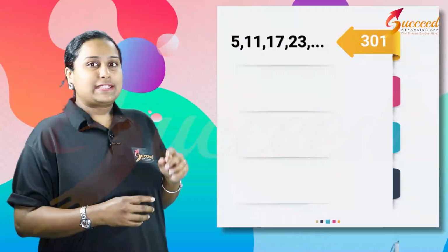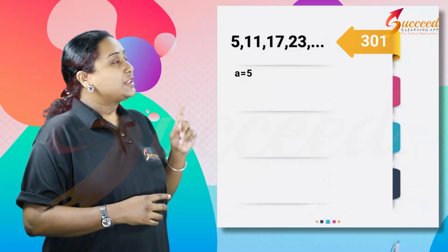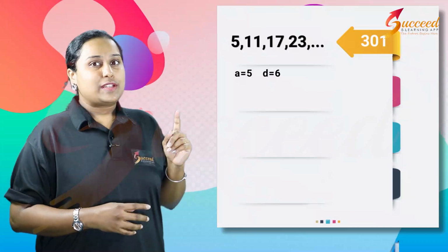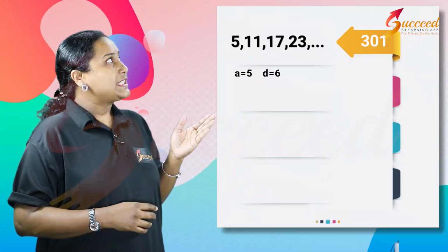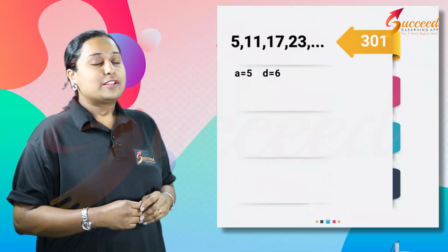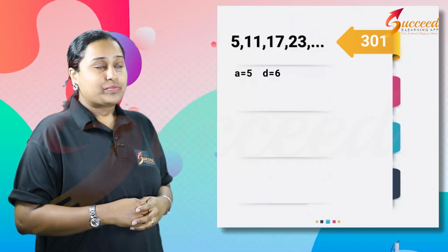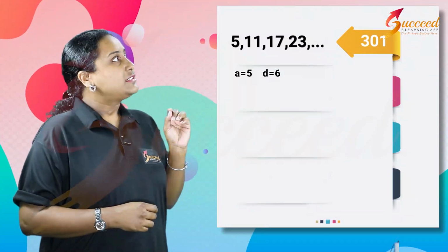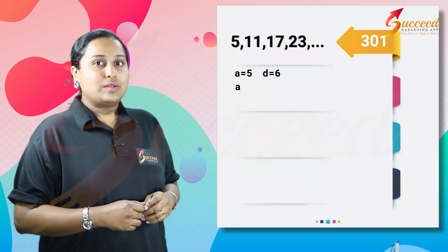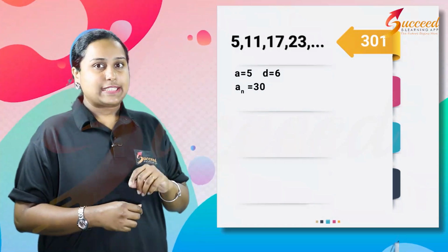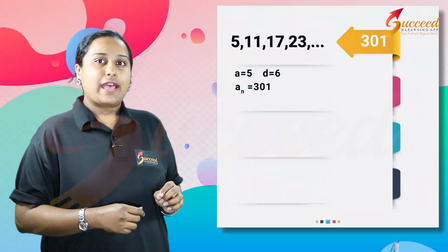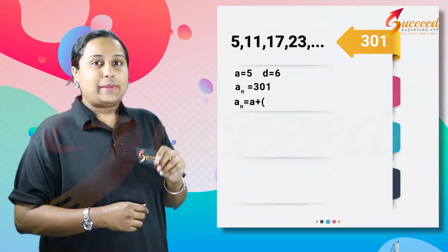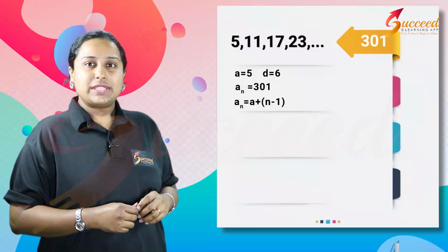Here the first term is 5. The common difference will be, yes, you are right, it will be 6. So, 11 minus 5 is 6, 17 minus 11 is also 6. So, the common difference is 6. The nth term of this progression we need to assume as 301. So, an becomes 301. We have the formula an equals a plus (n minus 1) into d.